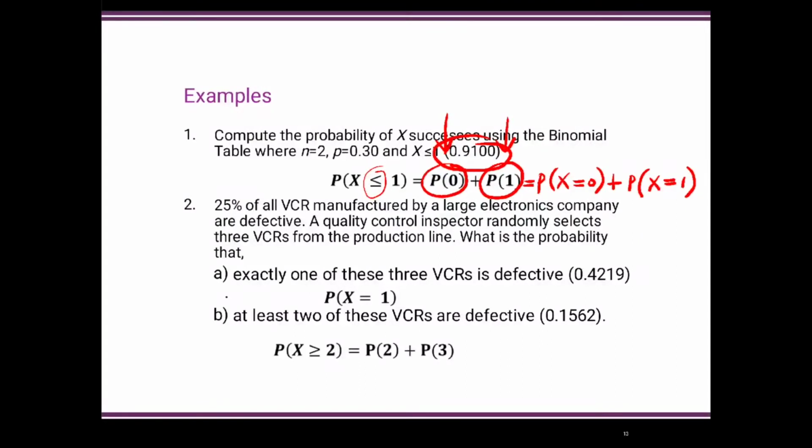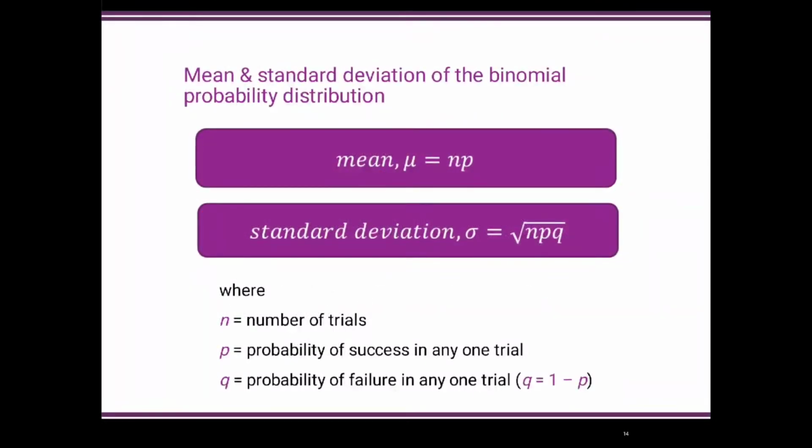Dan cuba juga tengok, fahamkan soalan kedua, dan dapatkan jawapan ni. Seterusnya kita ada mean and standard deviation of the binomial probability distribution. So, kita ada formula mean dan formula standard deviation. Standard deviation senang je lah. Square root of number of trials kali probability of success kali probability of failure. Untuk mean, number of trial kali probability of success.